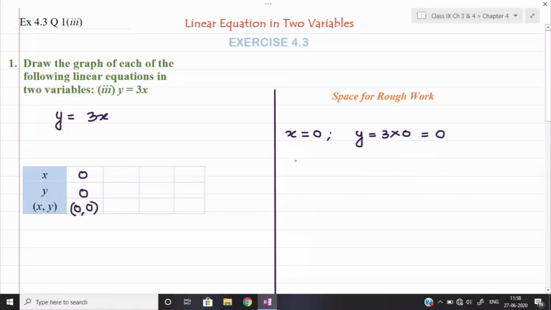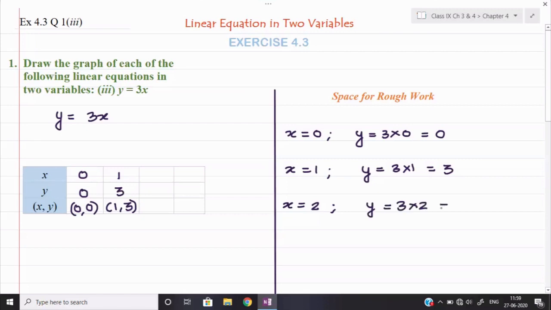Okay, now take the value of x as 1. So in that case, what is the value of y? The value of y will be equal to 3 into 1, which is 3. So my coordinates here are 1 comma 3. Now if I take the value of x is equal to 2, what will be the value of y in that case? The value of y will be 3 into 2, which is equal to 6.